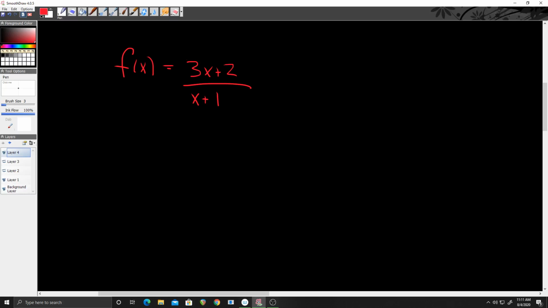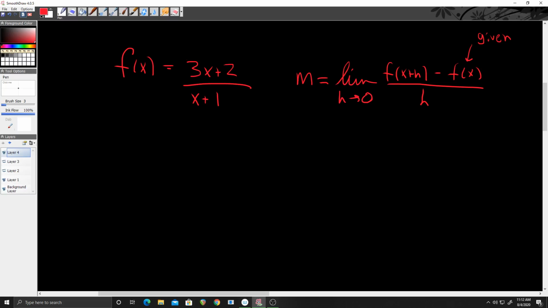So once again, look, we're just using one idea. And that is this one. Limit as h approaches 0 of f of x plus h minus f of x over h. If you're not sure why this is what it is, please check out previous videos. Okay. So just like some other stuff that we've done before, this is given. It is the function you see on the screen already.